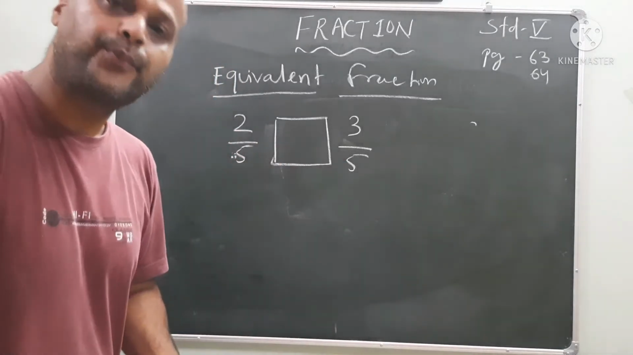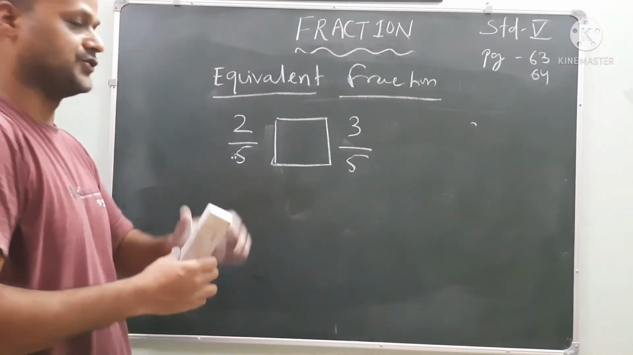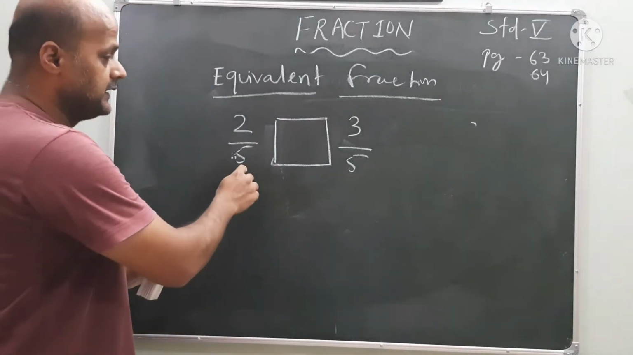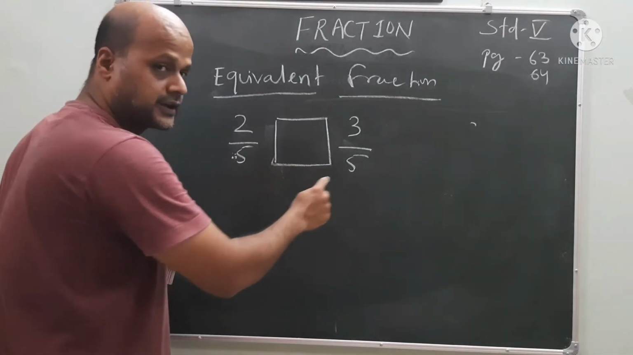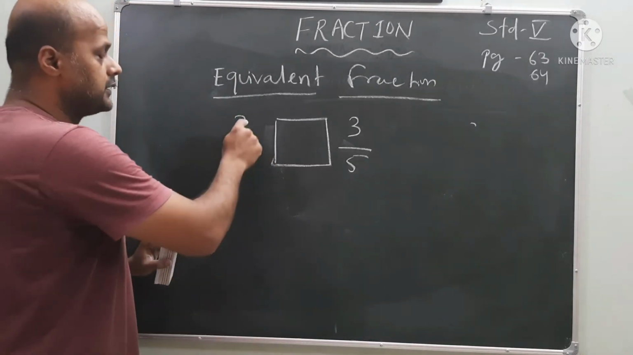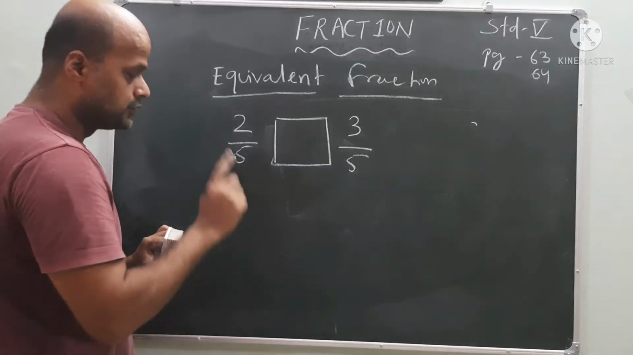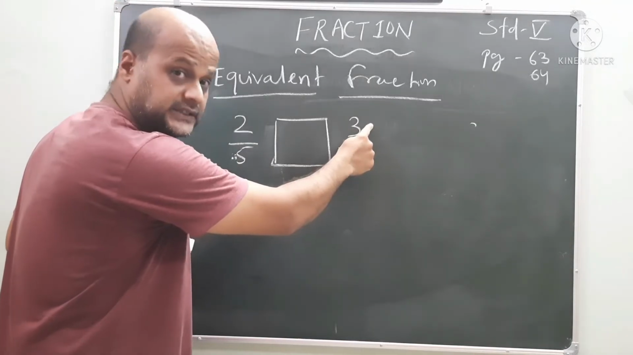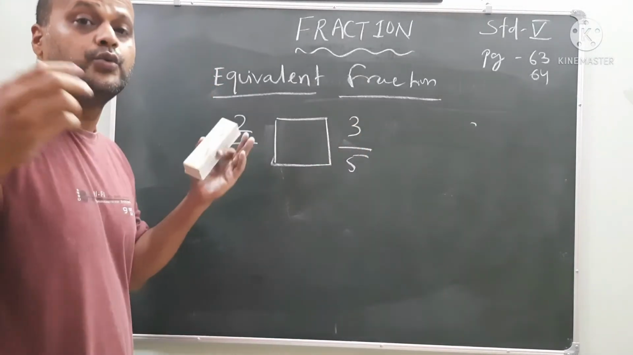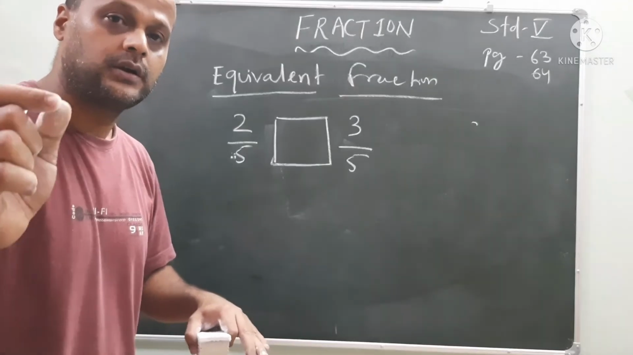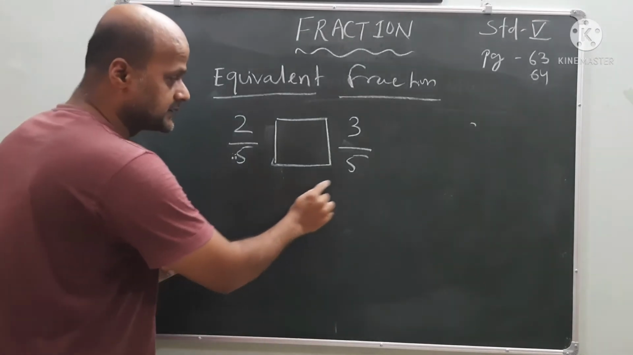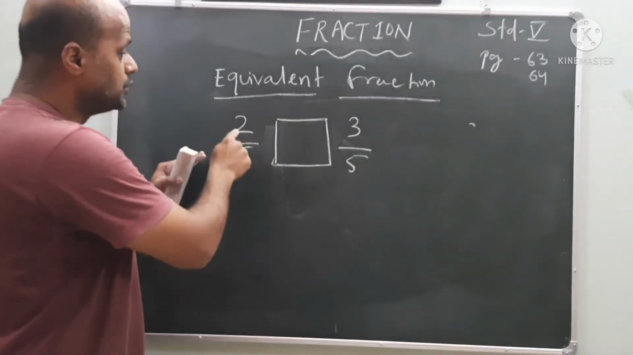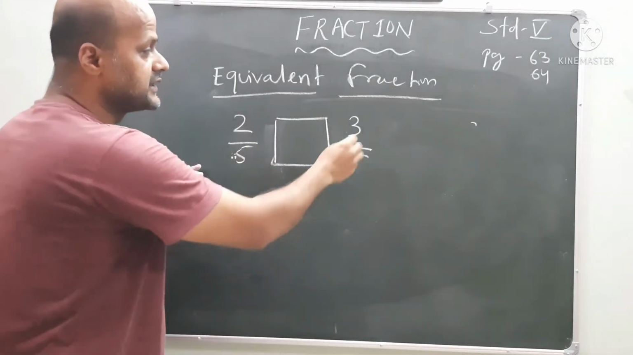Which fraction is it? Proper fraction. Okay, so the first rule. What is the rule saying? In this case, if two denominators are the same and the numerators are different, then which one is greater, which one is smaller? The point is, if the denominator is the same and the numerators are different, you have to find out which one is greater.